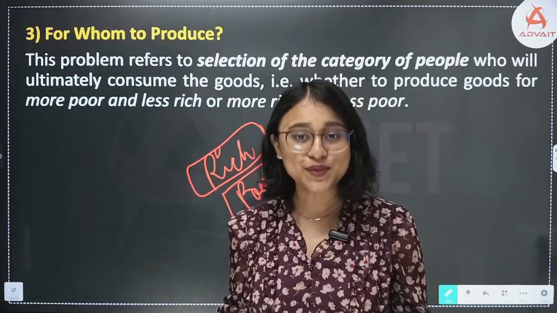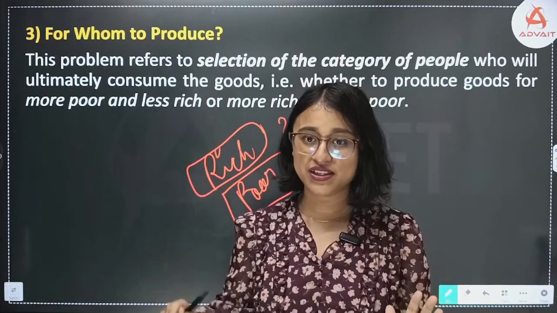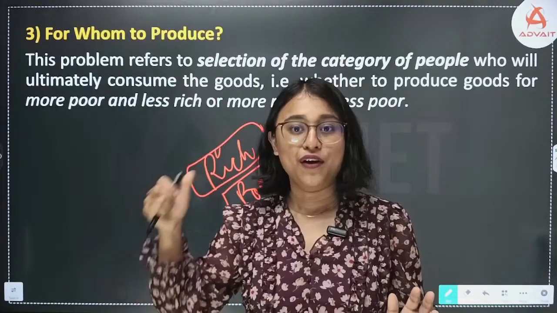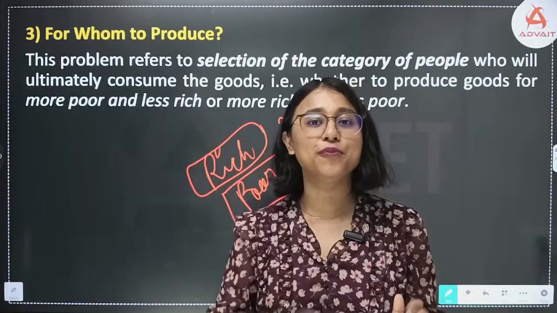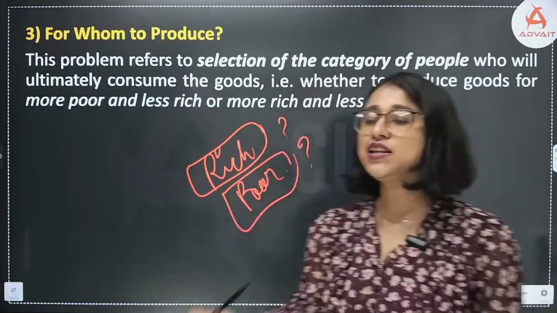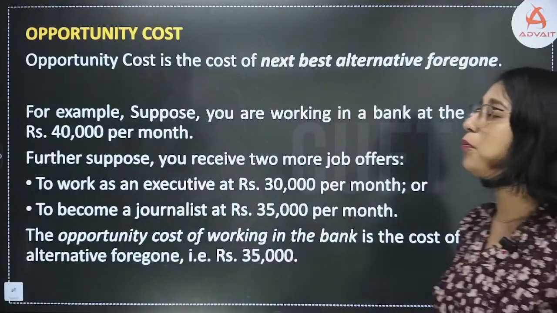With this, we come to an end of the central problems of the economy, which is very much easy. What to produce, how to produce, for whom to produce. Clear? Let's move to the next concept, which is the concept of opportunity cost.